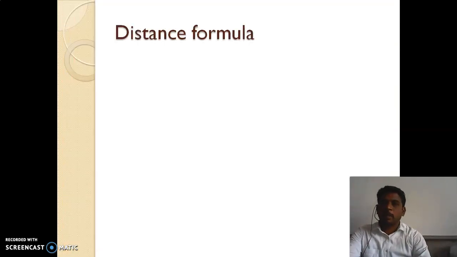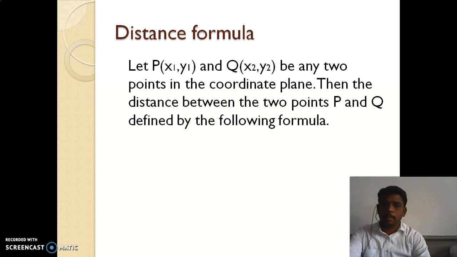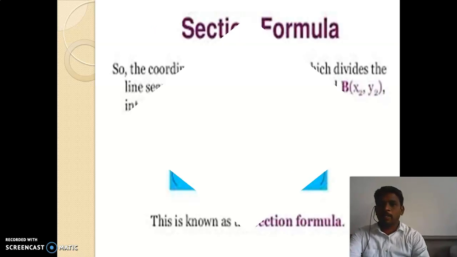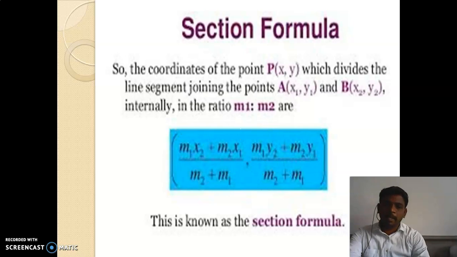So first one, distance formula, already we know that. This is very useful to find out the distance between any 2 points on the coordinate plane. Okay, and then next is section formula. The application of section formula is nothing but you can find out the point which divides any line segment in a particular ratio.